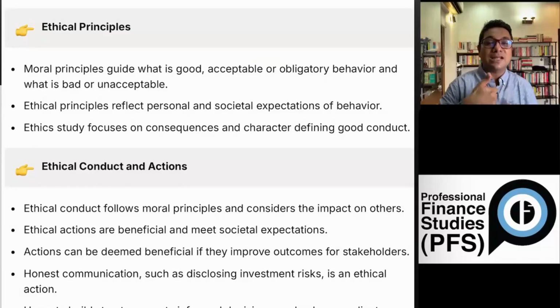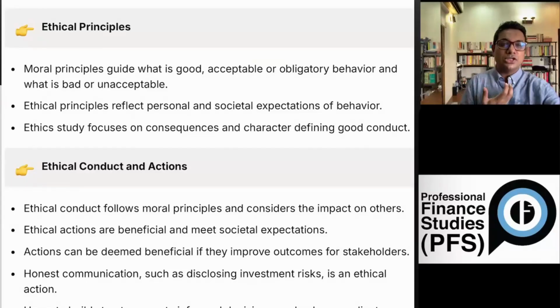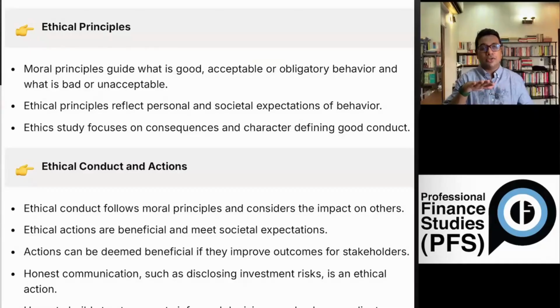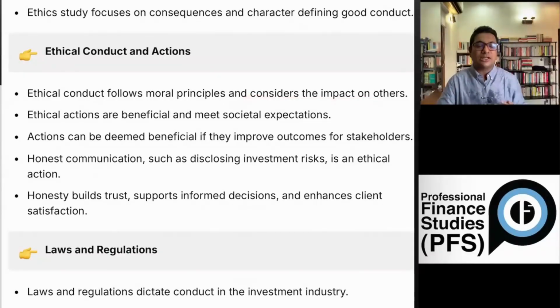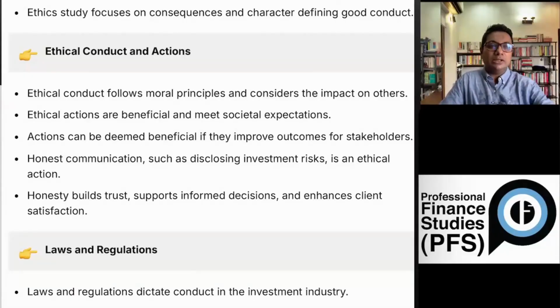For example, the study of ethics focuses on the consequences and character that define good conduct. So what are ethical conduct and actions? Ethical conduct follows moral principles and considers the impact on others. Ethical actions are beneficial, and ethical actions meet societal expectations. Actions that seem beneficial are those that actually improve the outcomes of stakeholders.